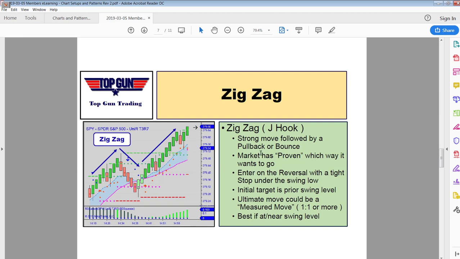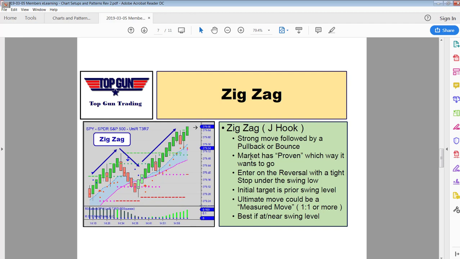And these zigs and zags start with a strong move, in this case up, followed by a pullback or a bounce. Pullbacks usually occur to some prior swing levels, and then they move up, and then you'll get a breakout over a prior swing level, which would be resistance. You could either go long on the reversal with the stop down here, or you can go long on the breakout with the stop somewhere below that.